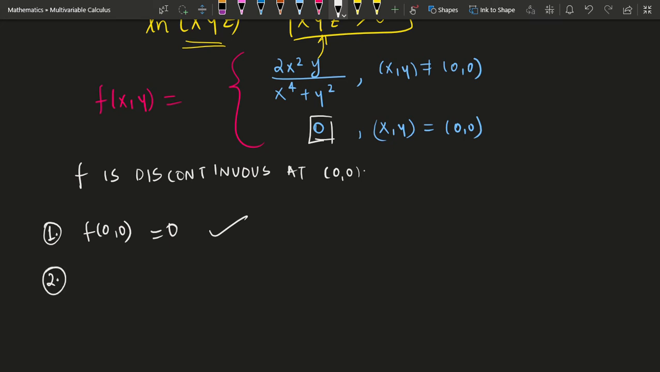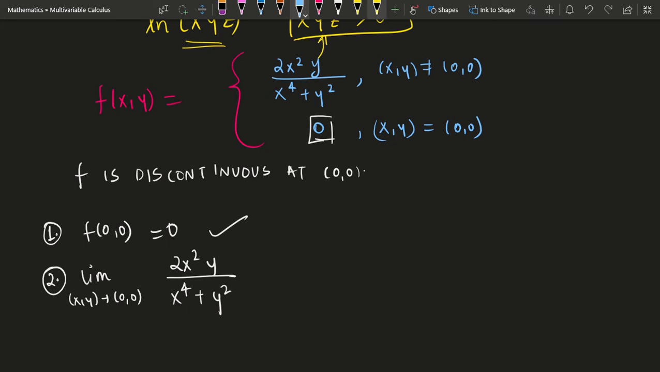Number 2, the limit as (x, y) approaches (0, 0) of 2x squared y to the power 4 over x to the power 4 plus y squared. Again, I just jumbled up the terms. And you have to prove that this is defined, that is, it doesn't have an indeterminate value, or a non-real number value, to be exact.